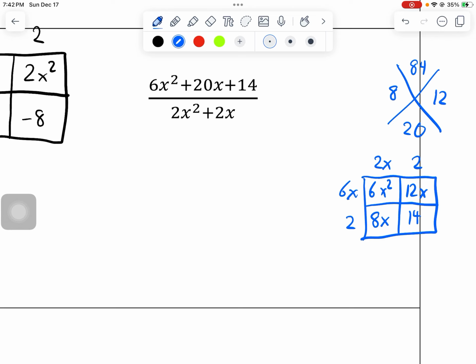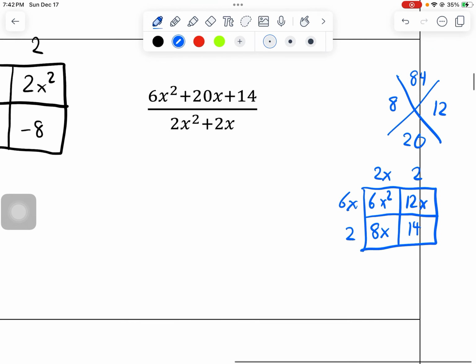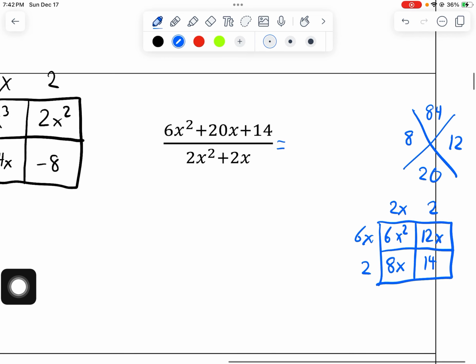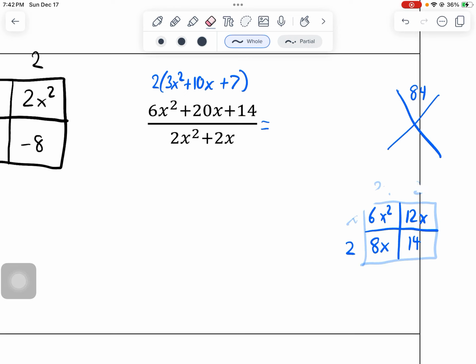Something doesn't seem right though. Should be able to take a bigger factor out of those. Okay. So I didn't take out the greatest common factor. And I knew that because when I took 2 times 2, that doesn't make 14. So I should have factored out a 2 right away. I'd be left with 3x squared plus 10x plus 7. Okay. So I would have to change this up. That's why it's good to double check your work.